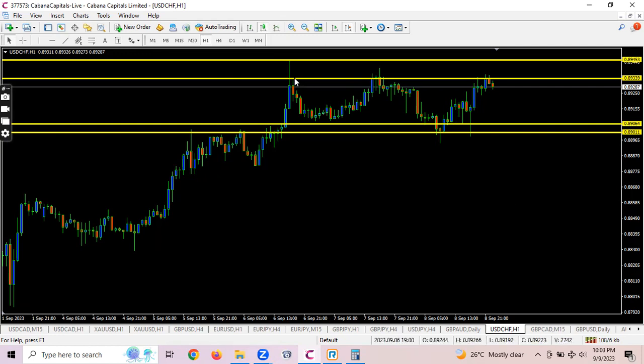Okay, you can see that price has been in a range from this point, 6th of September to 8th of September. That's like 2 days. USD CHF was in a range for 2 days. Okay, so you know how you trade ranging markets. When price is in a range, you should wait for price to break out from the resistance, the high of the range, and also if you want to sell, you should wait for a breakout below the low of the range. So that's it for USD CHF.